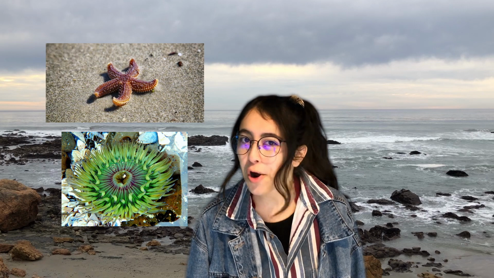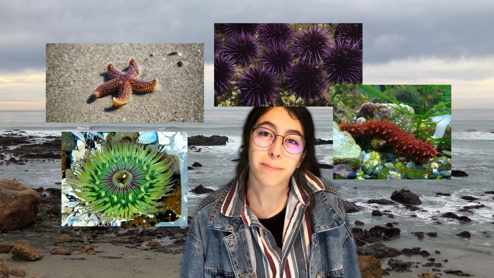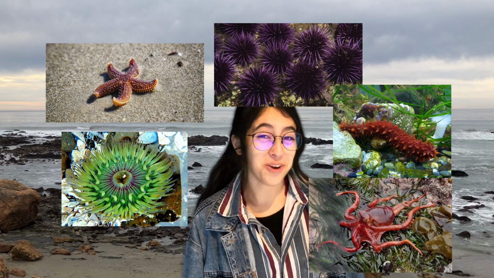There are lots of different creatures that can be found in the low intertidal zone. Because this area is not as often exposed to the dry and harsh conditions of the air, lots of creatures who might dry out a bit easier can live here. Here you might see some sea anemones, some more types of sea stars, sea urchins, sea cucumbers, and even an octopus if you're really lucky.